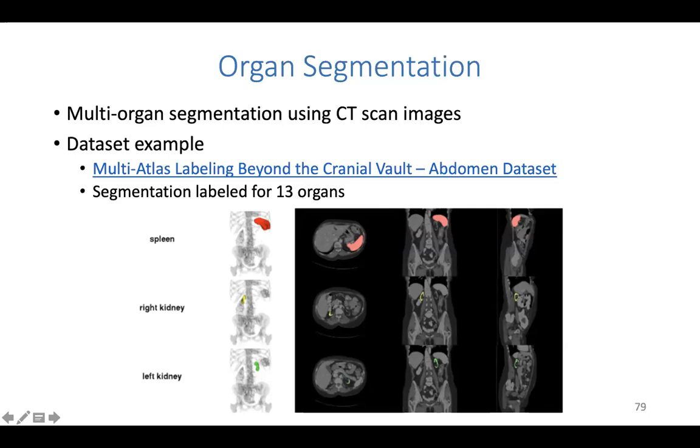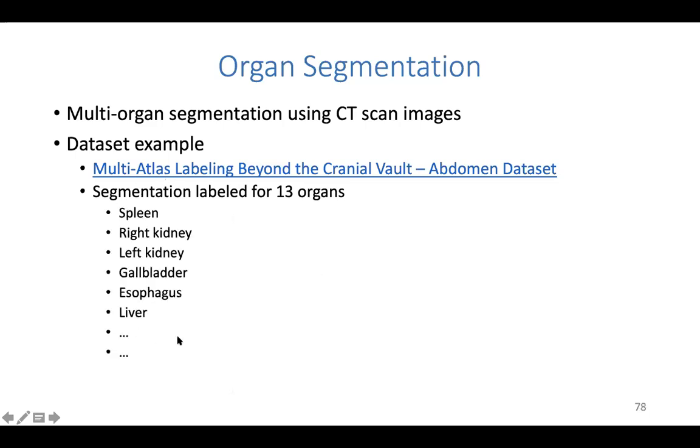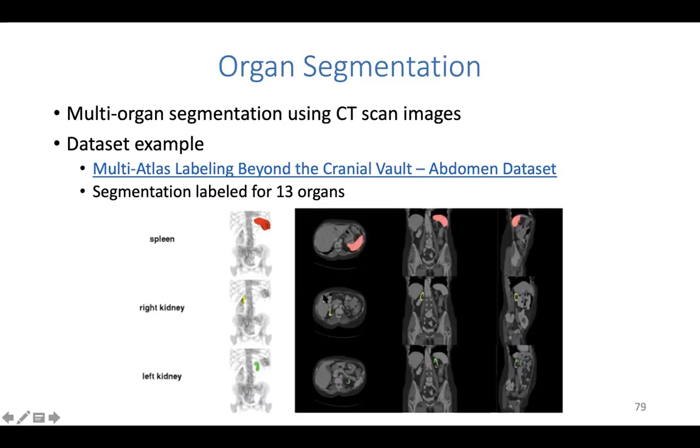Since there are 13 organs, you want your UNet model to have 13 output classes. So the spatial resolution should be the same as the input image, but the depth should be 13 instead of 1. I guess the input is 1 because it's a black and white image. Some are a bit doable. Spleen is a pretty large organ, so it is doable. But kidneys, first of all, are not linearly shaped.